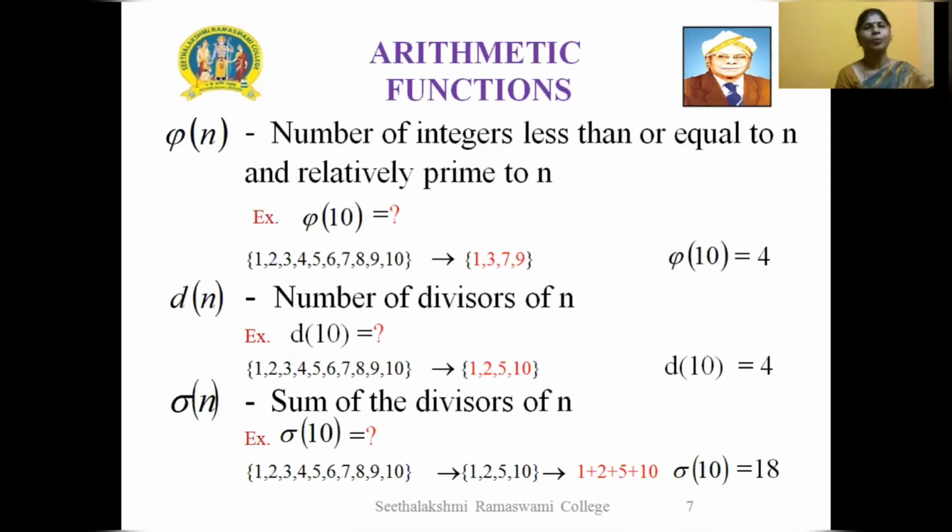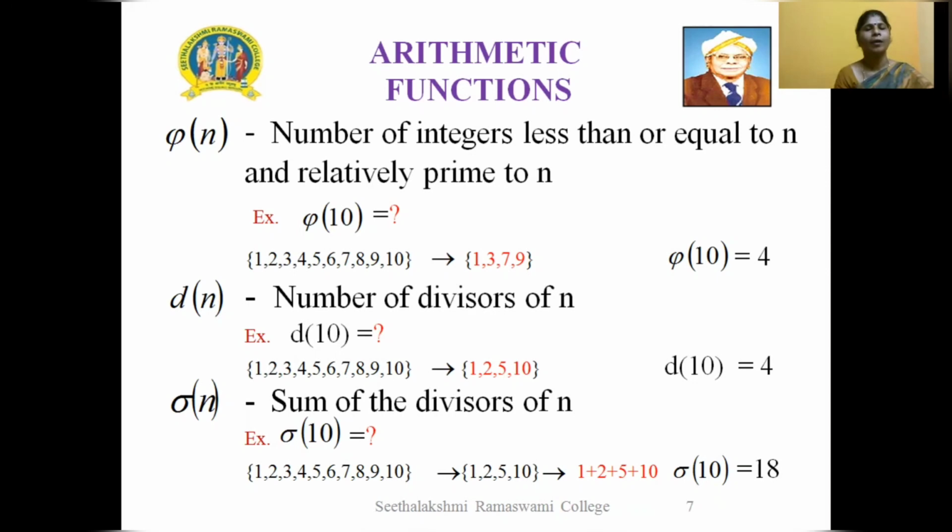Next, we move on to arithmetic functions: phi of n, d of n, and sigma of n. Phi of n denotes the number of integers less than or equal to n which are relatively prime to n. For example, let us take n equal to 10. Counting from 1 to 10, the integers relatively prime to 10 are 1, 3, 7, 9. Therefore, the count is 4, so phi of 10 is equal to 4.